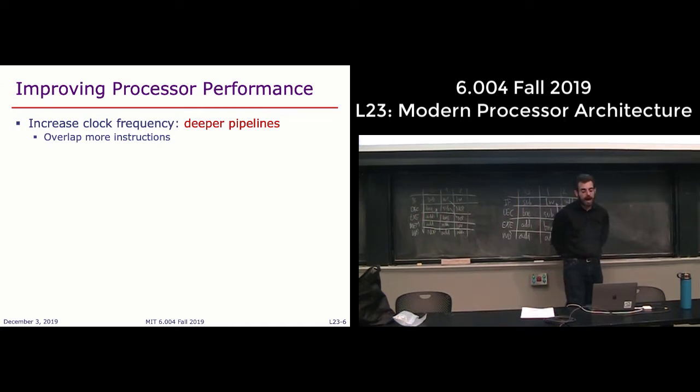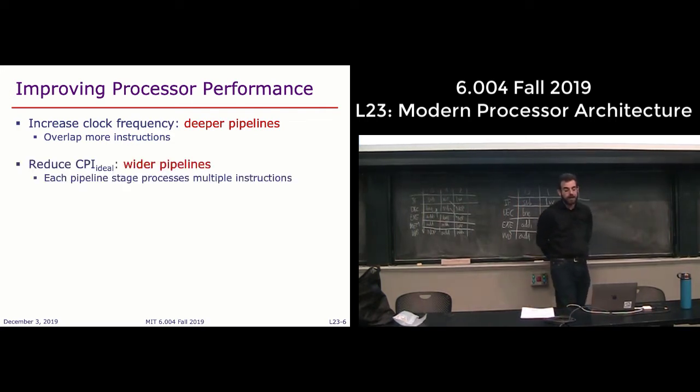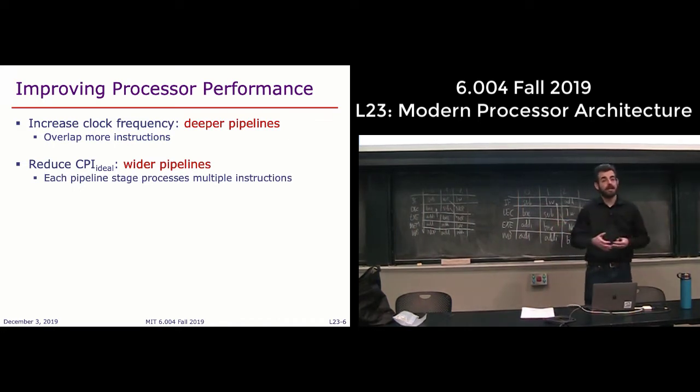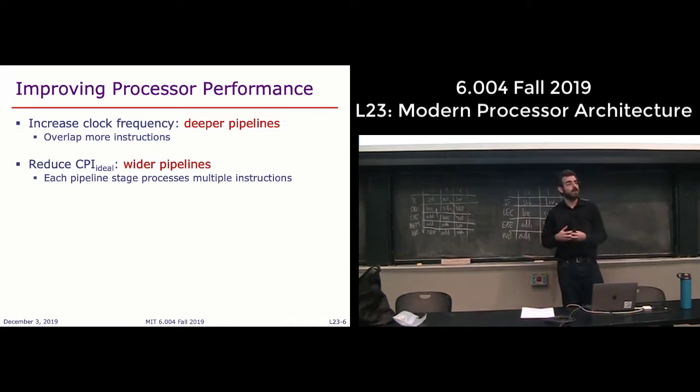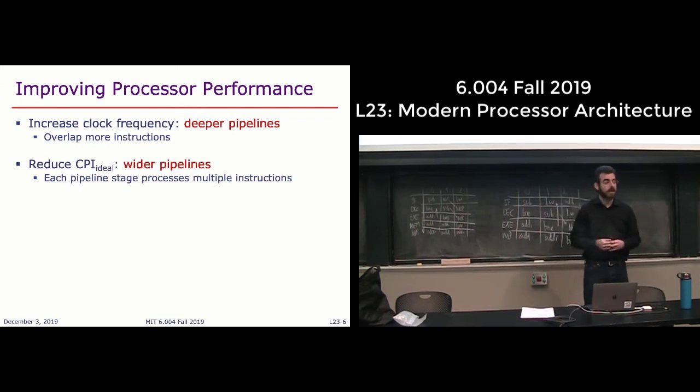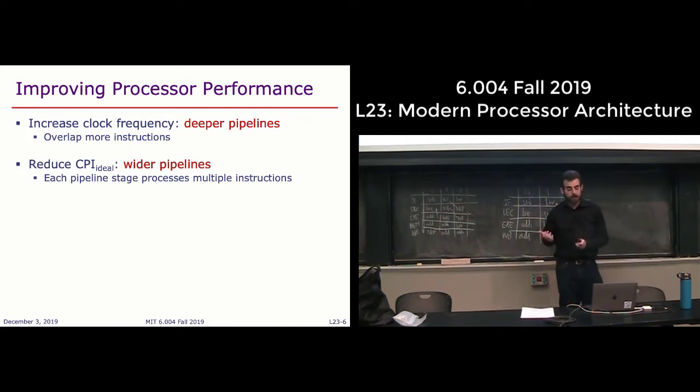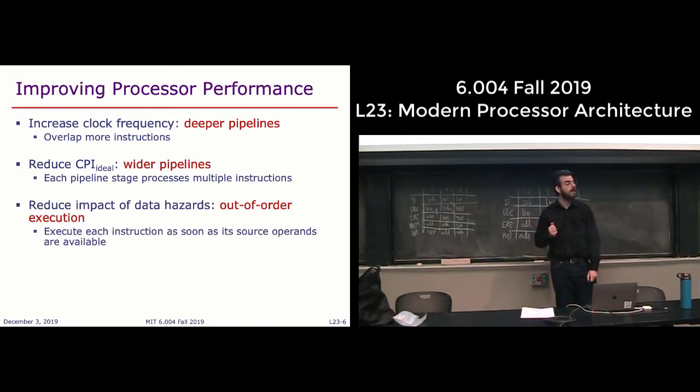Well, on the one hand, they have what we call deeper pipelines. So rather than 4 or 5 stages, they have around 20. Now, even if you have very long pipelines, you can increase the clock cycle time, but you can also do more work per cycle. And so instead of executing a single instruction per cycle on each stage, each pipeline stage in modern processors is designed to process multiple instructions at once. So you can get a CPI ideal of less than 1.